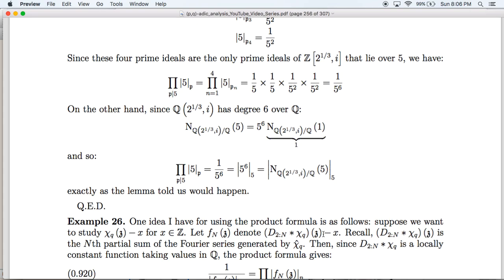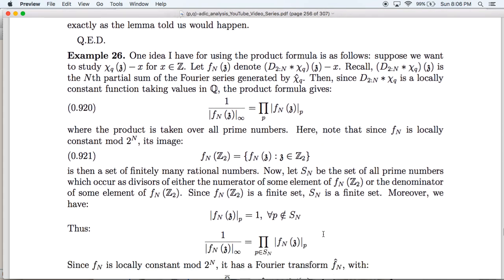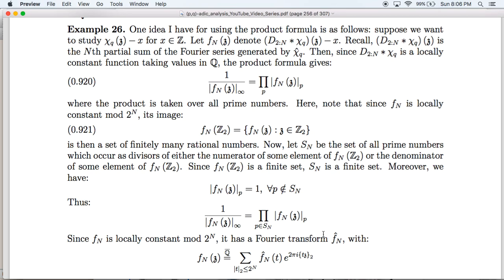So now, as I said, I had an idea for using this stuff. Here's one of them. So the thing is as follows. Suppose we want to study chi_q of z minus x for some integer x. Here, let f_n of z denote the convolution of chi_q with the nth q-adic Dirichlet kernel, and then we subtract x. This is the nth partial sum of the Fourier series generated by chi_q hat, and that's going to be a rational valued function that's locally constant modulo 2 to the n.